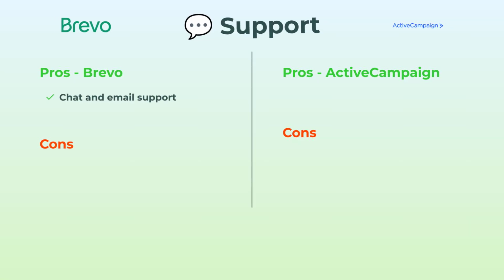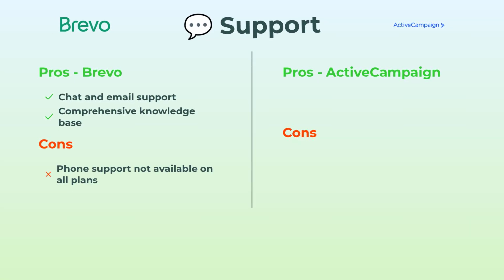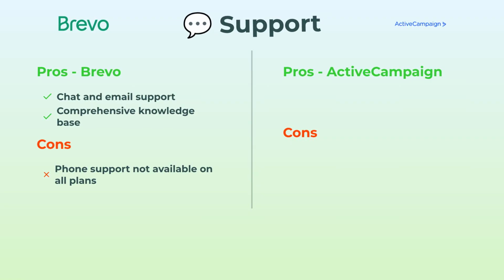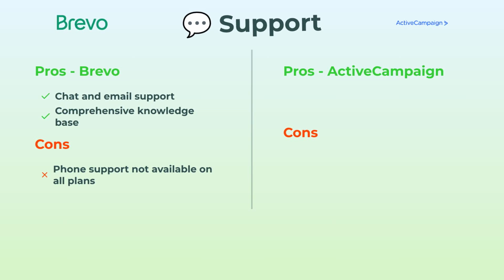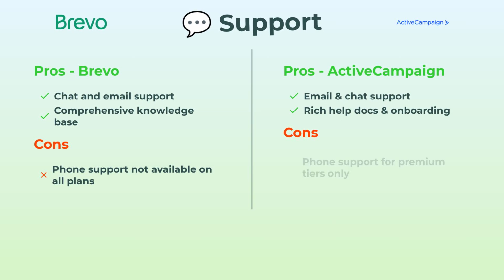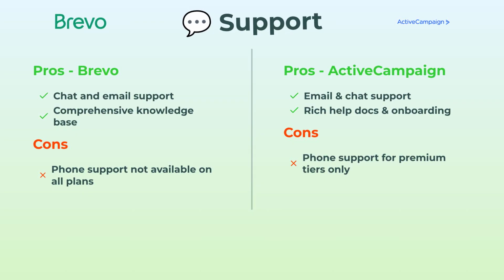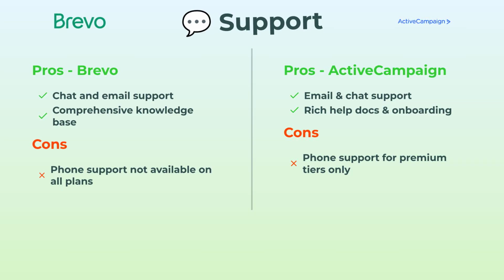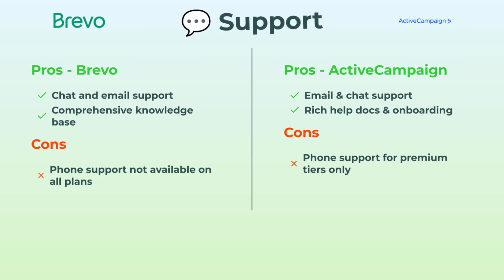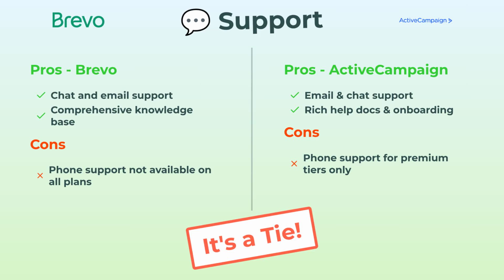And finally, support. With Brevo you get chat and email and their knowledge base is pretty thorough. No phone support unless you upgrade though. ActiveCampaign, email and chat support, plus hefty help docs and even onboarding, but again, phones are reserved for high rollers. Both make you feel supported, just not always by voice unless you pay up. So yeah, let's call this one a tie too.